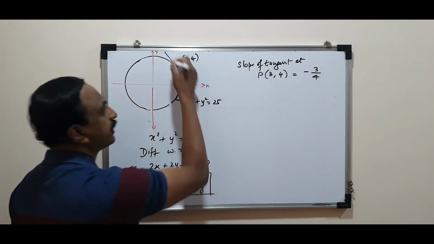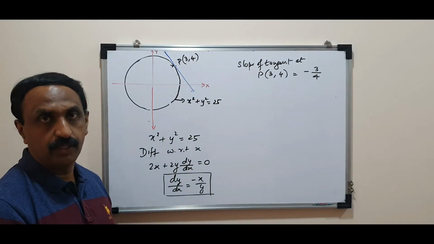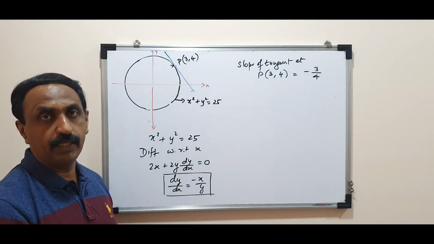Now I can find the equation of the tangent. Tangent is a line. To find the equation of a line, we need a point and slope.